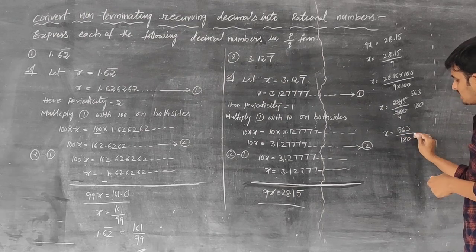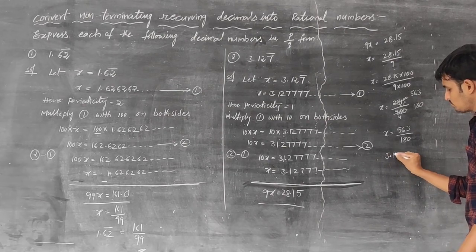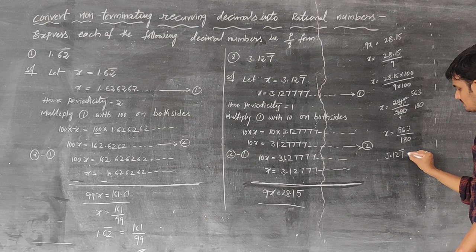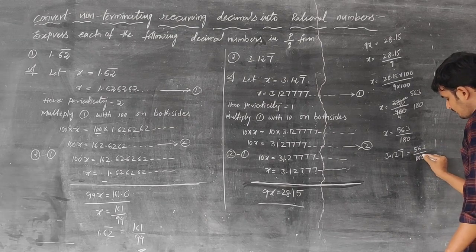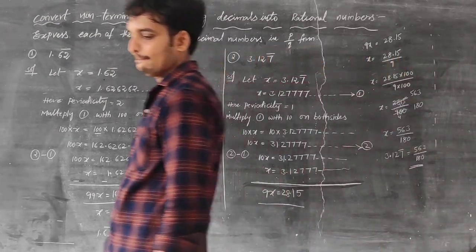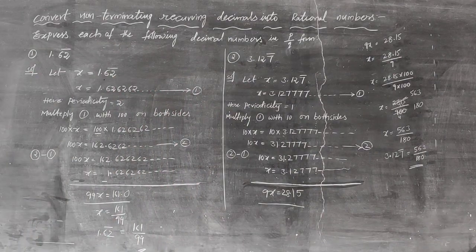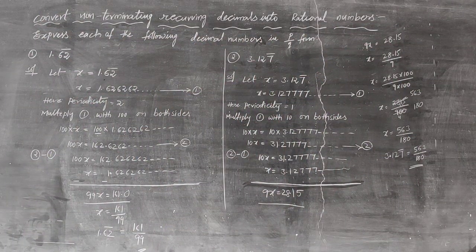This is the number. What is x? We call x, 3.127 bar, is equal to 563 by 180. Are you okay, my dear students? Okay, note down this one. Note down this problem.